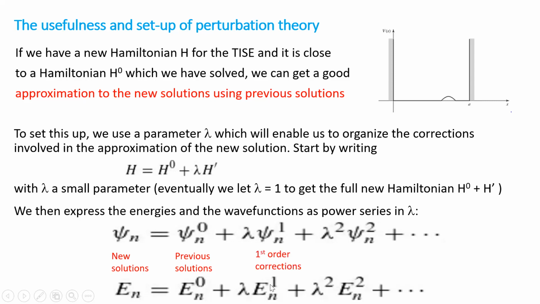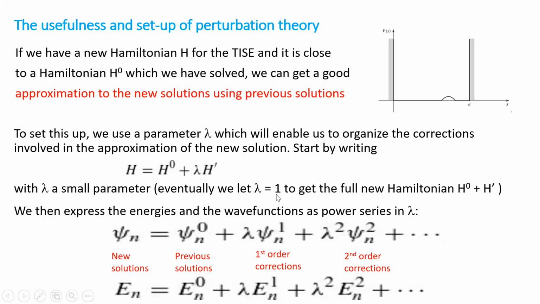These are the first order corrections because they're grouped with lambda to the first power. So the first order corrections to the wave function here and the energy here. And these would be the second order corrections. So psi n2, it's not psi n squared. This means psi n2 for second order. And this is E n2 for the second order correction to the energies. So we express the energies and the wave functions as power series in lambda.